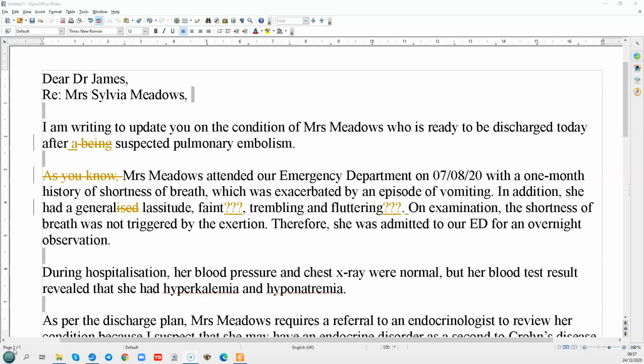"On examination, the shortness of breath was not triggered by the exertion." So in grammar terms, if you've got a definite article, it means a particular exertion, but you haven't mentioned exertion before. So presumably you mean exertion in general. Therefore, you're not writing an essay, so you don't really need that. "On examination, the shortness of breath was not triggered by exertion." "She was admitted to our emergency department for an overnight observation." So she came to the emergency department and she was admitted to stay.